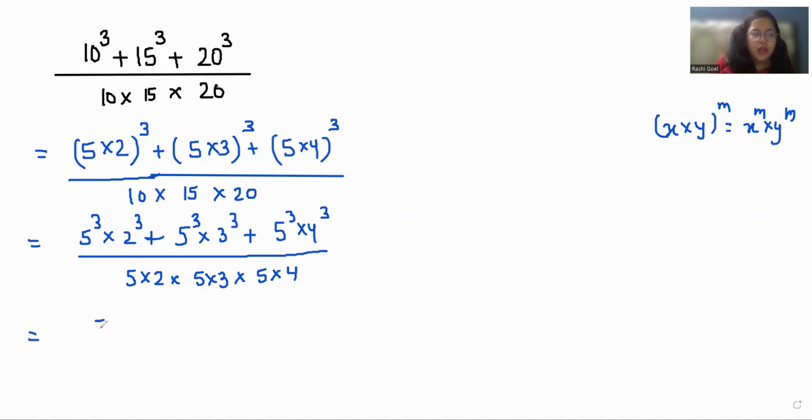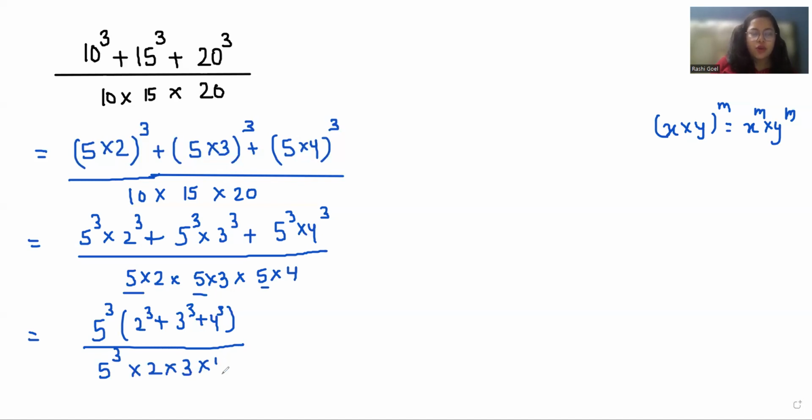Now from the numerator, I can take 5 cube as common. So 2 cube plus 3 cube plus 4 cube by. Similarly, here also 5 comes 3 times, so we can write it as 5³ times 2 times 3 times 4. So we can cancel out 5 cube from the numerator as well as the denominator.